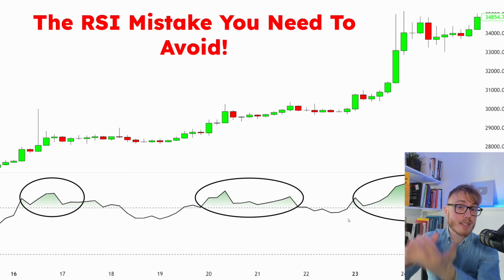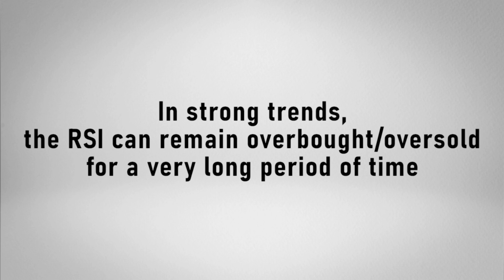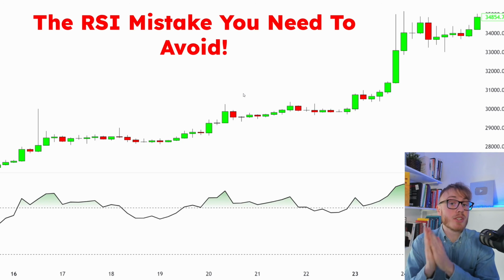And this right here is such an important principle that I want you guys to write it down. In strong trends, the RSI can remain overbought or oversold for a very long time. And this is a huge reason why you should not see overbought as sell signals and oversold as buy signals.